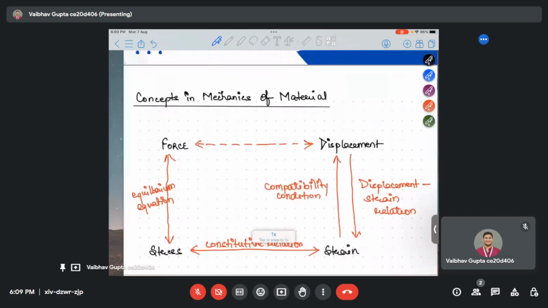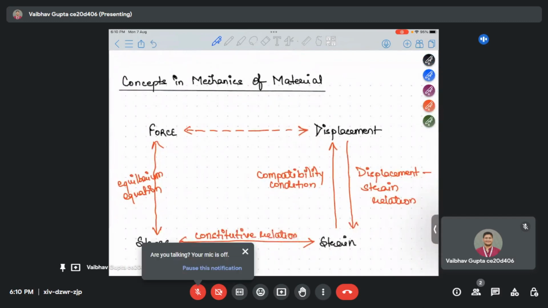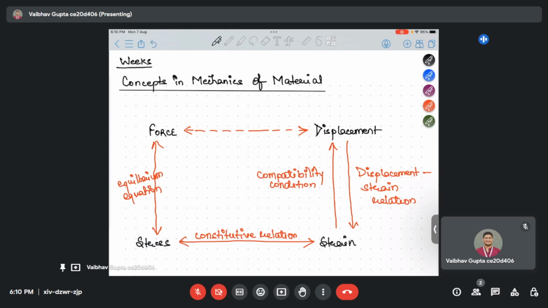So, going ahead with this lecture, in week 1, we studied concepts in mechanics of material. Basically, in week 1, we studied the 4 basic concepts which involve force, displacement, strain and stress. In the lectures we have seen that we cannot relate force and displacement directly, hence we require 2 additional quantities which will deal with the geometric dependence and the material dependence of the body. So hence we require stress and strain.